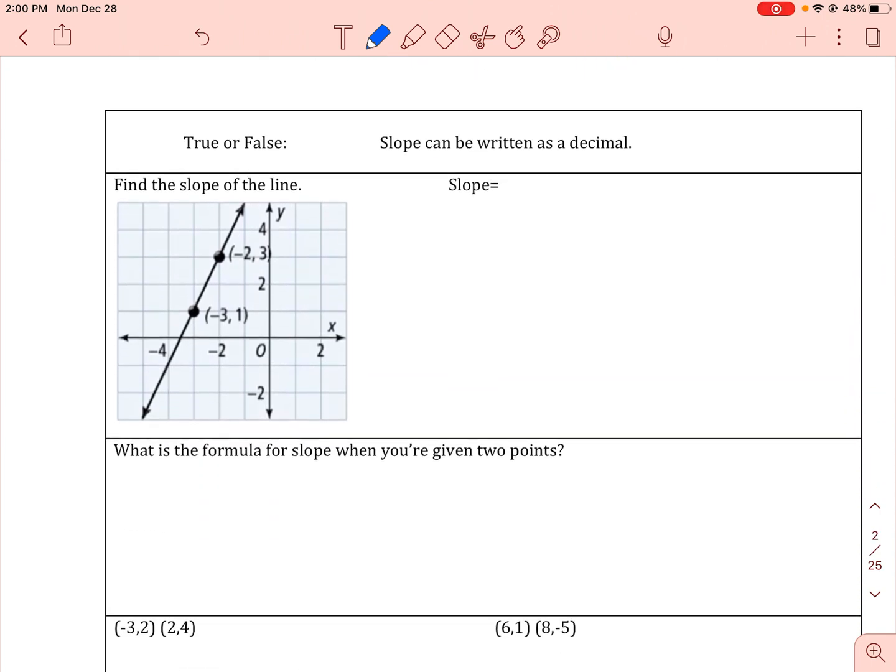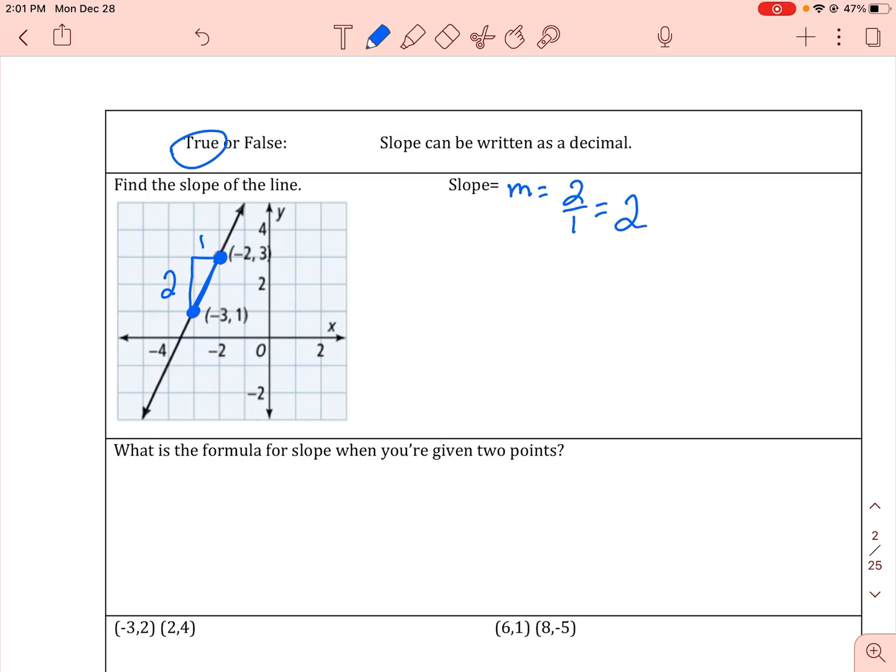Slope can be written as a decimal. This is true. We are not going to typically do that in this class, but you will see slope written as a decimal sometimes. So here, if I start with my leftmost point and I go to the right, here's my slope triangle. I always start with that left point. Okay, I make my triangle. I went up 2 to the right 1. So my slope is rise over run, and we always want to simplify the fraction completely. So 2 over 1, let's simplify that to 2.